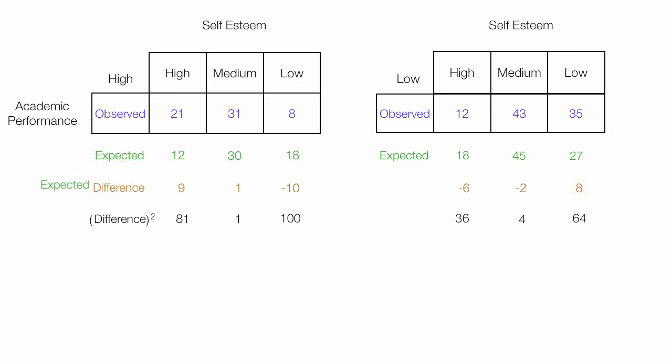Now I take the differences squared divided by the expected value. I get 81 divided by 12, which is 6.75. 1 divided by 30, which is 0.03. 100 divided by 18, which is 5.56.